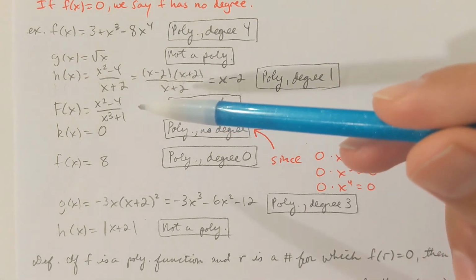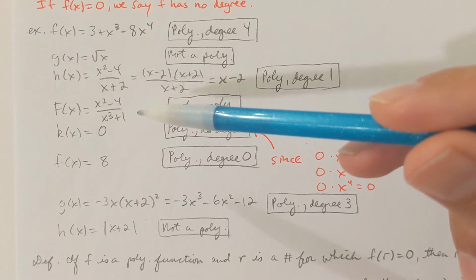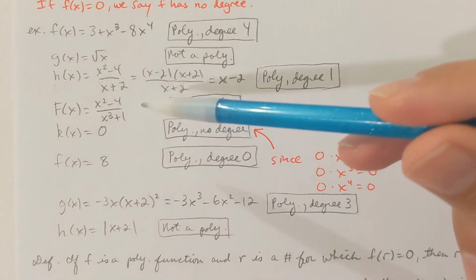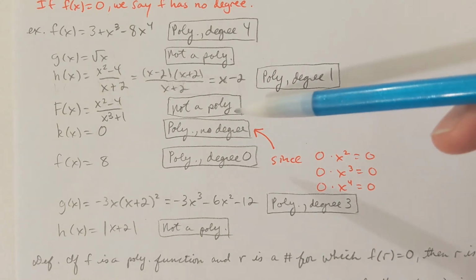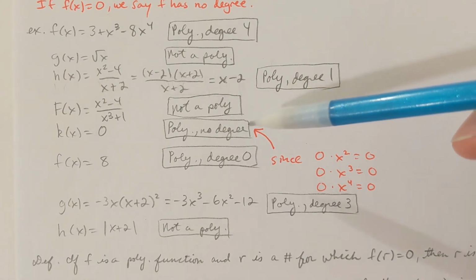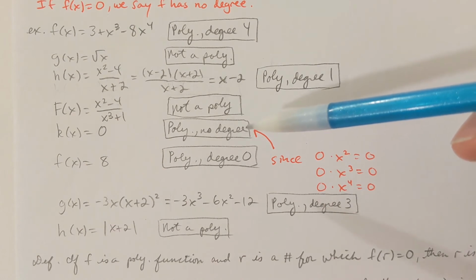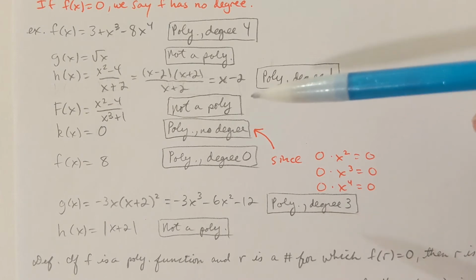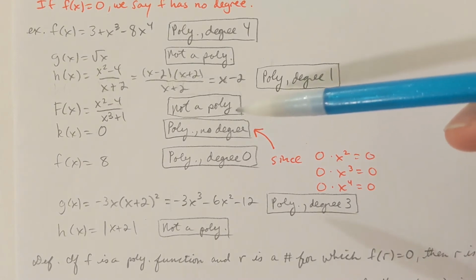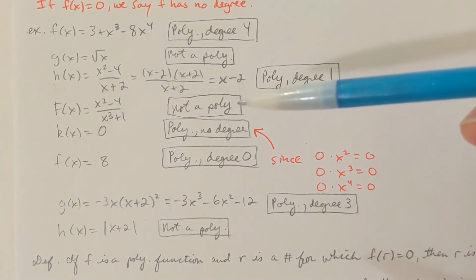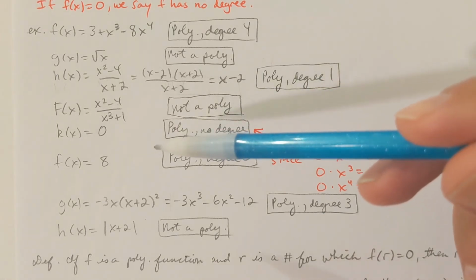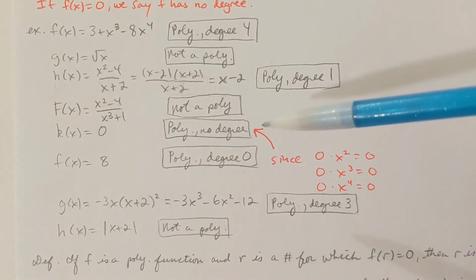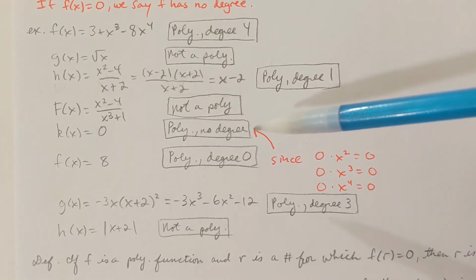If I have f of x equals (x squared minus 4) divided by (x cubed plus 1), both the numerator and denominator will factor nicely for me. But I don't think that much matters because I still won't have a polynomial when all is said and done, because I'll still be dividing by x cubed plus 1. In other words, nothing's going to cancel there. k of x equals 0 is a polynomial that has no degree.